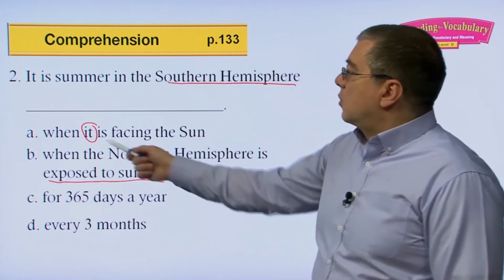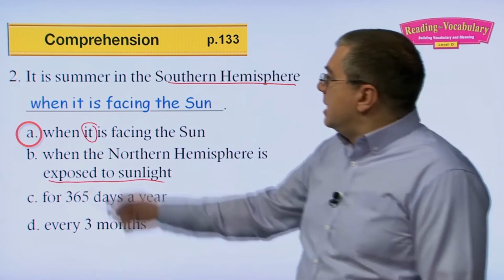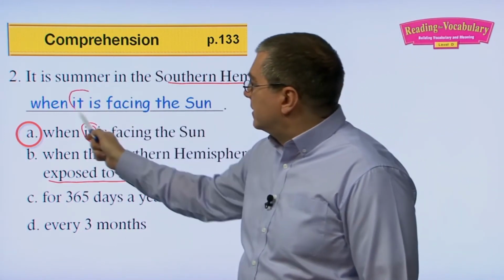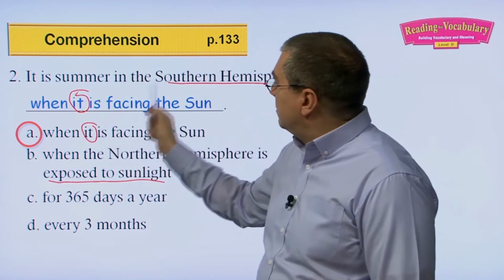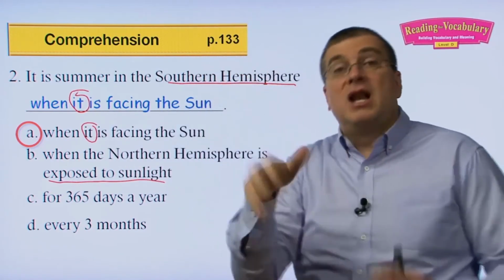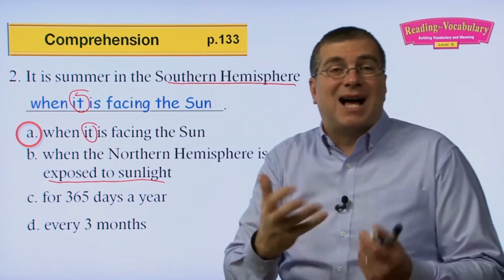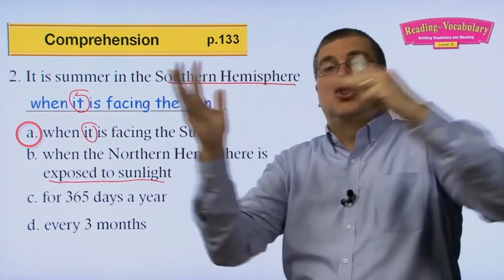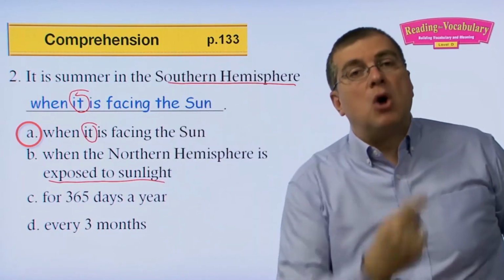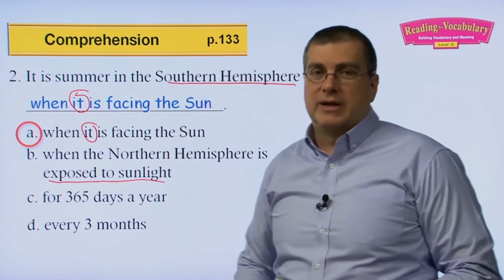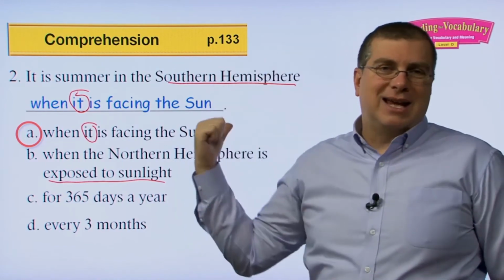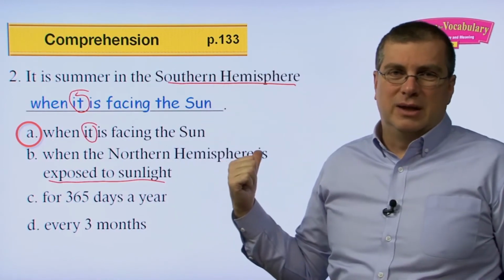What's true? Of course, you're going to choose A. It is summer in the southern hemisphere when it is facing the sun. Of course, it means the southern hemisphere. When the southern hemisphere is facing the sun, of course it's summer because then it's hotter. The sun is directly shining on the southern hemisphere. The southern hemisphere is exposed to the sunlight. Not when the northern hemisphere is exposed to sunlight. In that case, it's winter in the southern hemisphere.